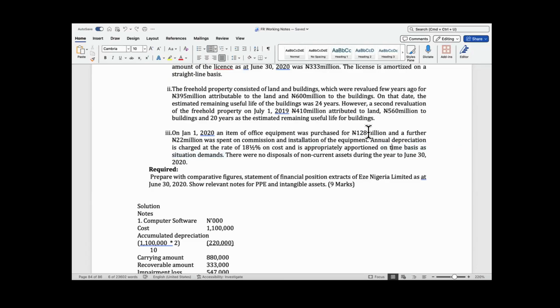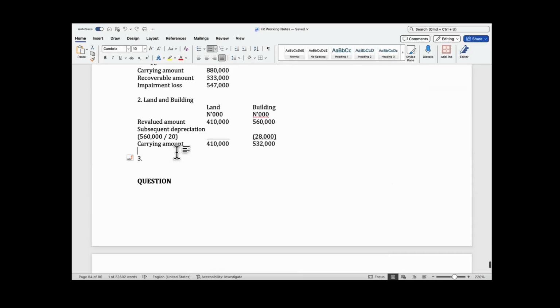Therefore, all these acquisitions, all these costs we incur during the year, because January 1st, 2020 is during the year, because the end of the year is June. So in calculating depreciation on these new acquisitions, we need to prorate. We cannot give it a full year's depreciation, and that's the major thing for that one.